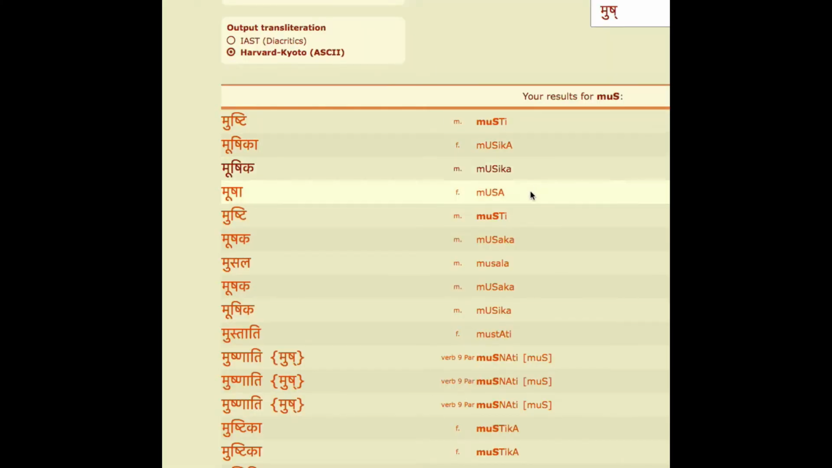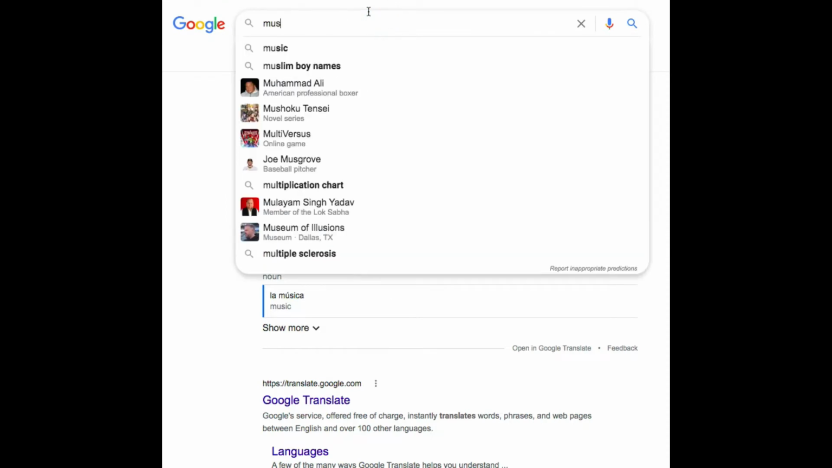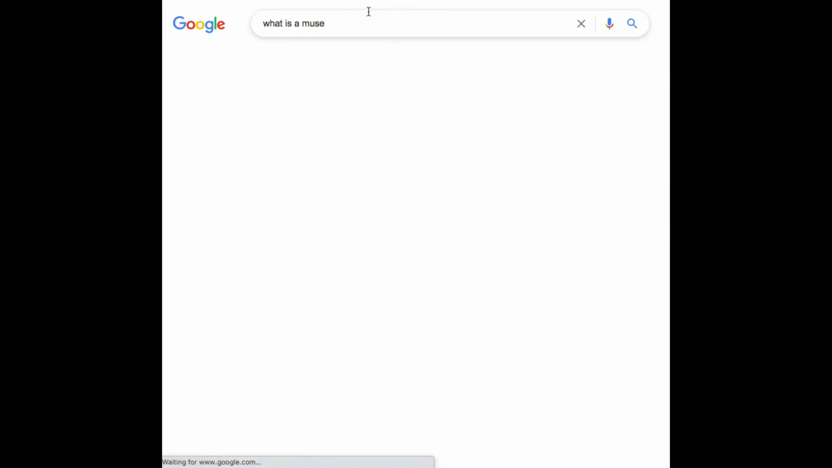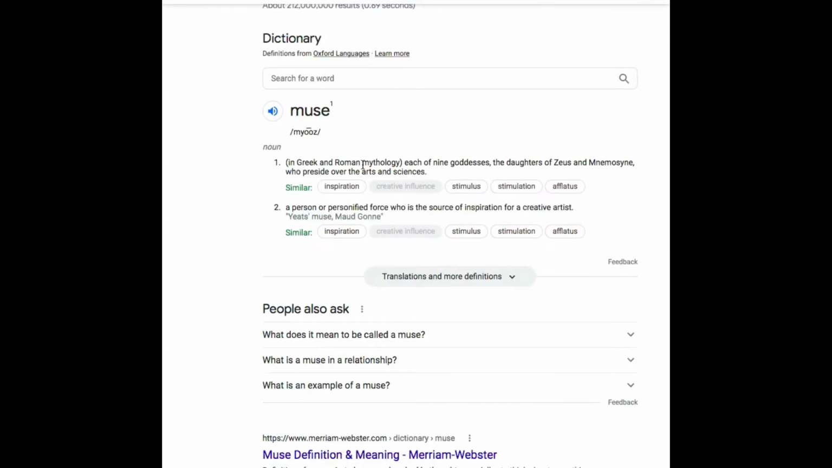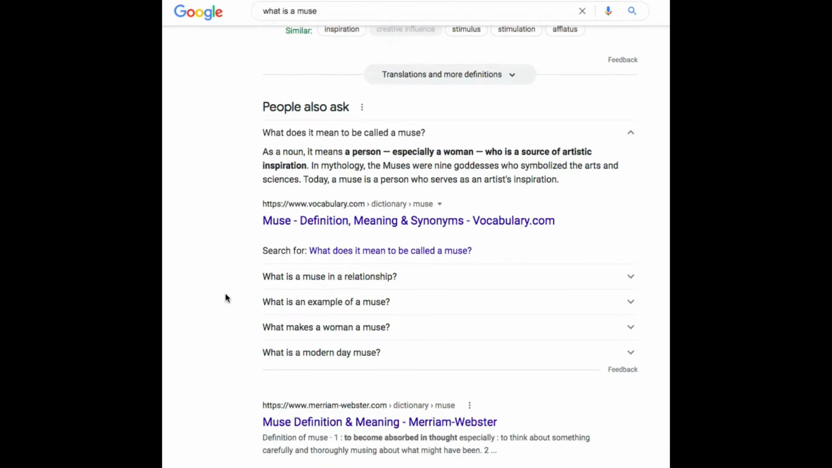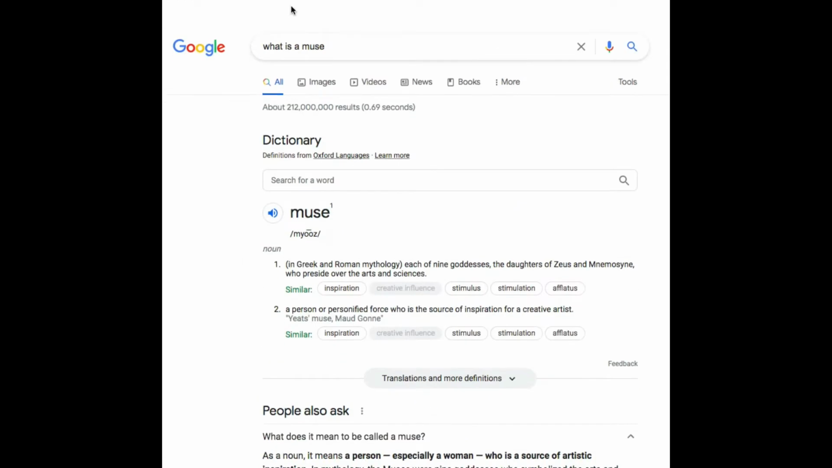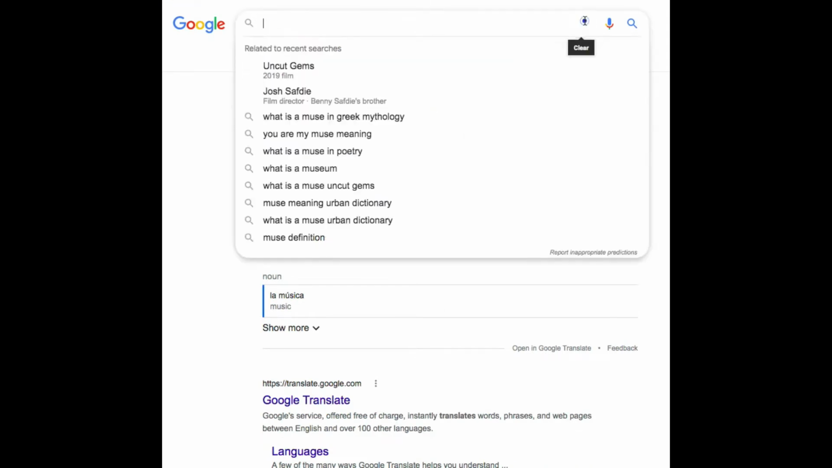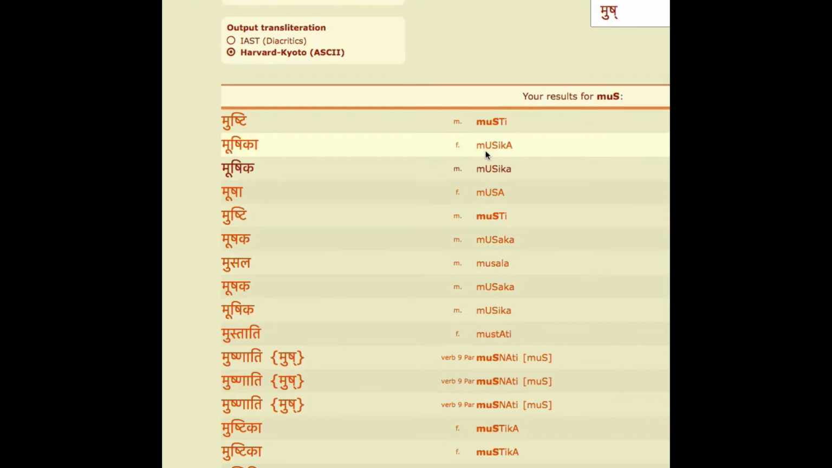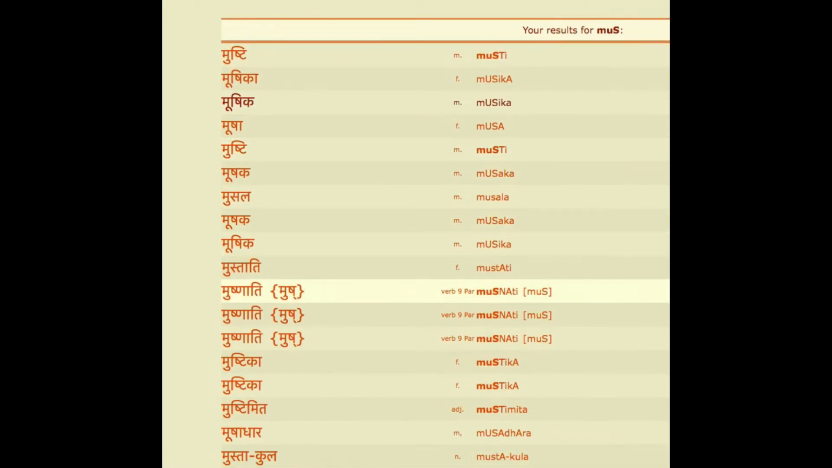And then that's also a mouse, but a mouse is somebody that steals little grains from you. And music comes also from the muses. The muses stole your heart. So what is a muse? Look here. In Greek, Roman, there's no Roman mythology. Okay, you might call it Italian if you want, but it's the Greek. Each of nine goddesses and daughters of Zeus who preside over the arts and sciences. And the muse, especially a woman who is an artistic inspiration, because they inspire you, but they also steal your heart. So you see how it's a circle. Everything's going to go back to the root of Sanskrit.